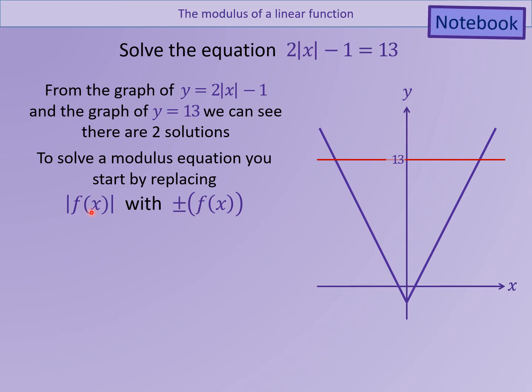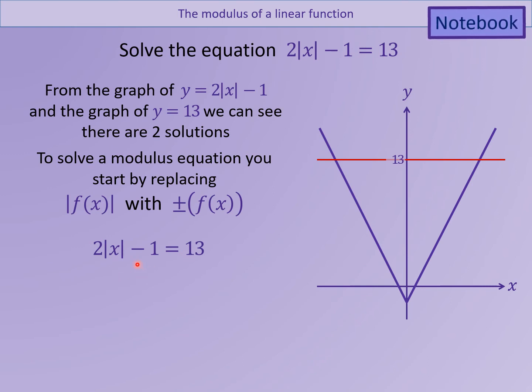So a function like that could be a positive value, because then the modulus function doesn't change it, or it could be minus f of x, in which case the modulus function does change it into the positive value. So let's have a look at how we actually work this out. We want 2 mod x minus 1 equals 13, but there can be two different possible solutions.